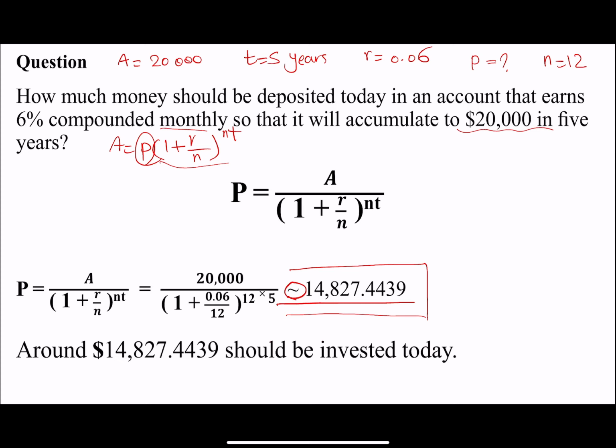if you invest around $14,827 today, after 5 years, you will have around 20,000 in your account.